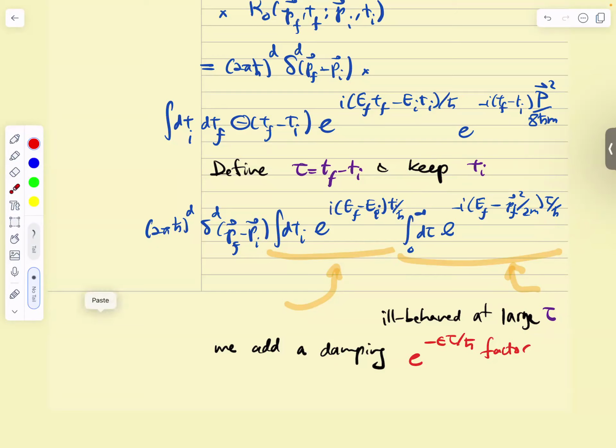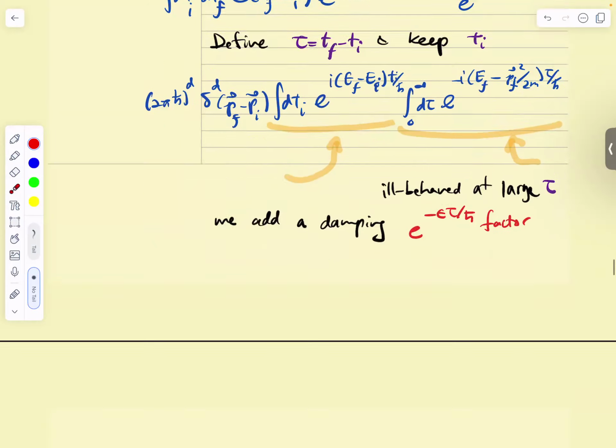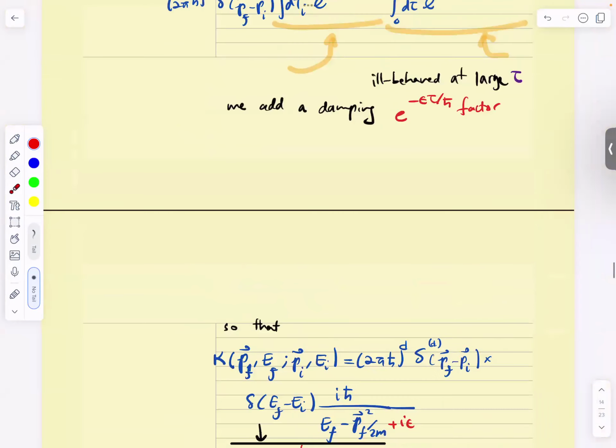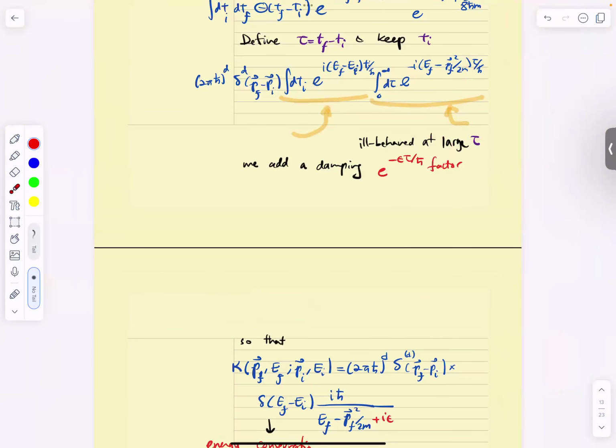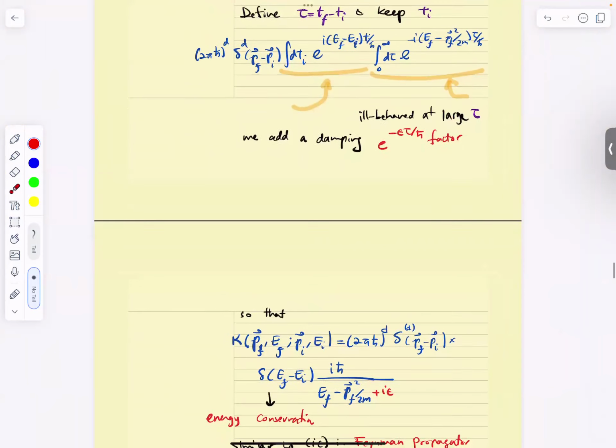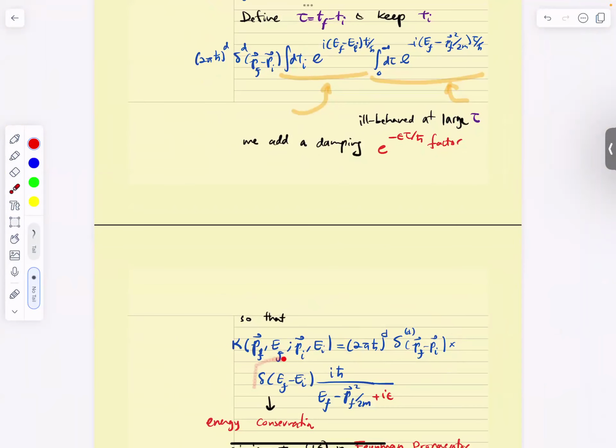Okay? So, by the way, this is only legit if the final answer will be independent of epsilon, right? Epsilon is a cutoff in a sense. We would like independence of epsilon. Keep track of that. All right. So if you put in an epsilon factor here, you can do the integral. It comes out in the following way. These are what we had before. This is the energy conservation. It becomes i h bar over EF minus PF squared over 2M plus i epsilon.